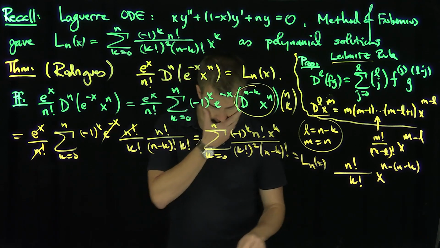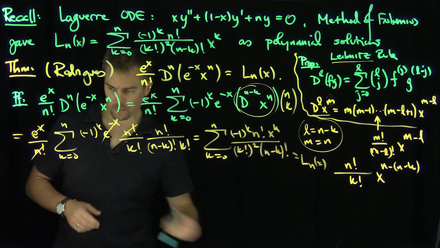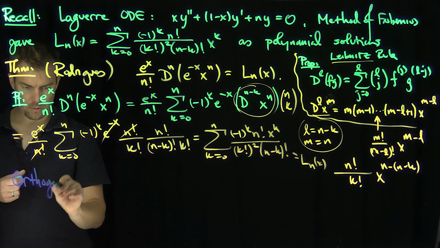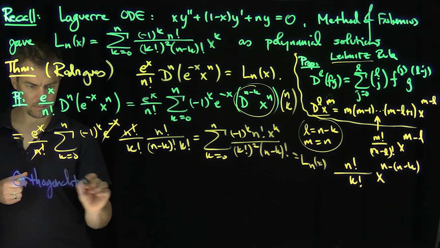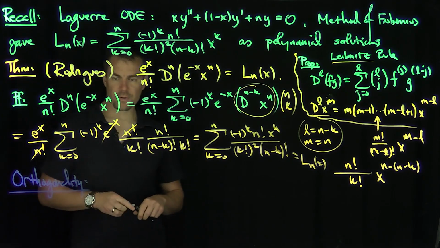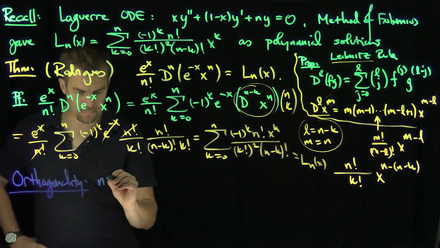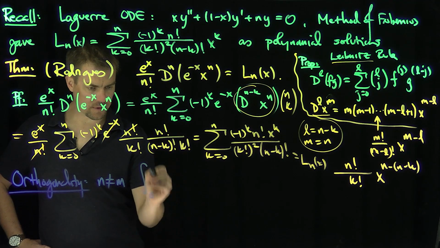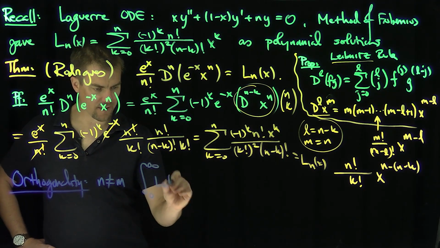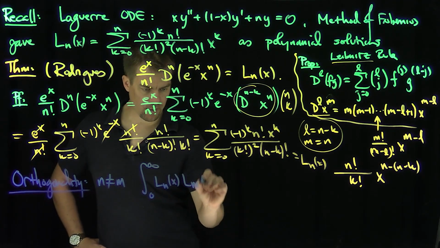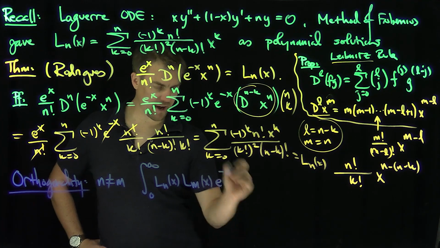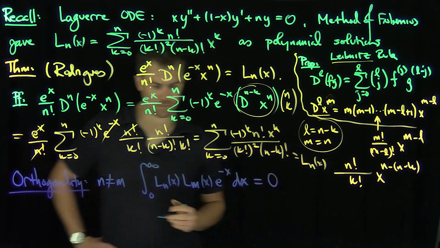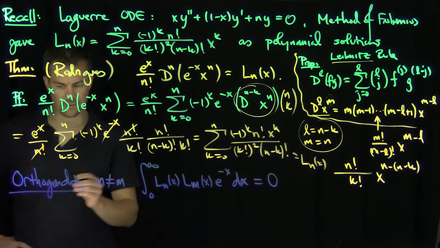And the immediate consequence of this is the following. So here's a proposition, it's an orthogonality. Okay? And the orthogonality is that if n is not equal to m, then if I integrate from 0 to infinity, ln of x, lm of x times e to the negative x dx, we get 0. And how do you prove this? Well, the proof goes as follows.